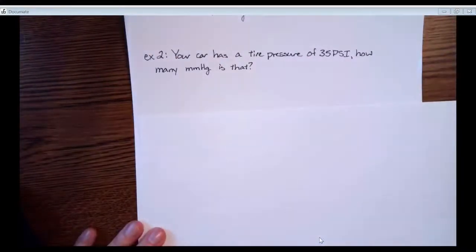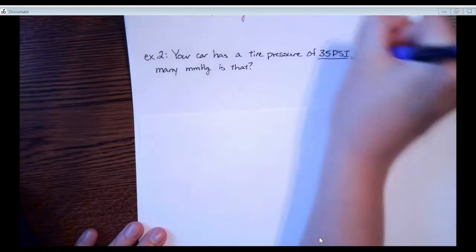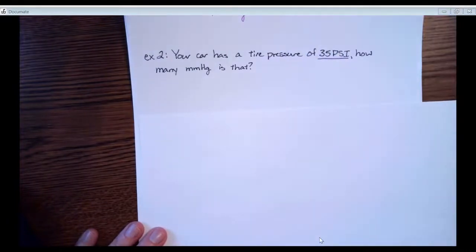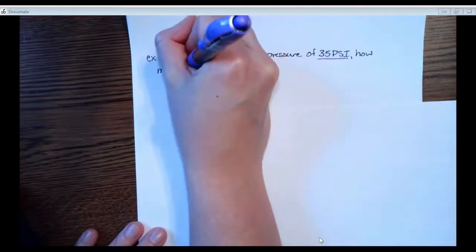Your car has a tire pressure of 35 psi. How many millimeters of mercury is that? Okay, so our given is 35 psi, and then we're trying to find millimeters of mercury. So these are units of pressure.